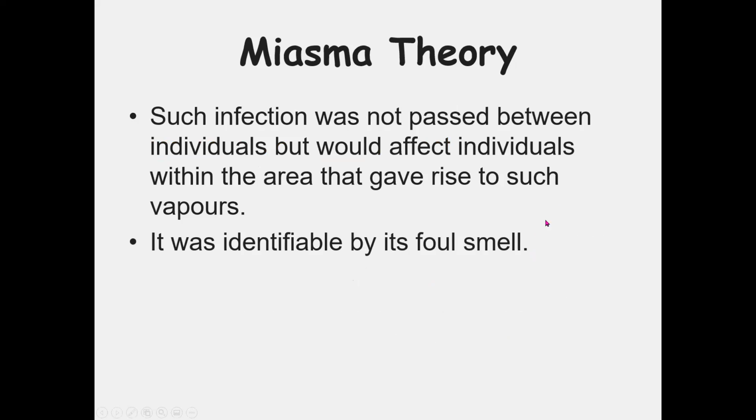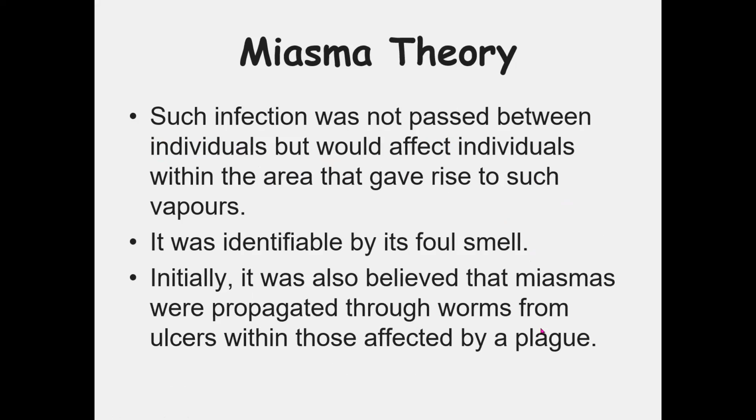Now, under the miasma theory, such infections weren't passed between individuals. It was from the environment, and it was thought to be identifiable by a bad, foul smell. So they thought it was propagated through worms from ulcers within people affected by the plague. Again, it was all these amazing ideas.